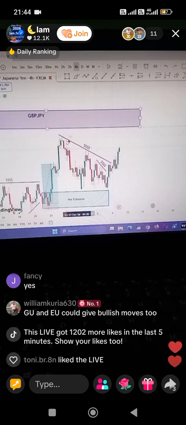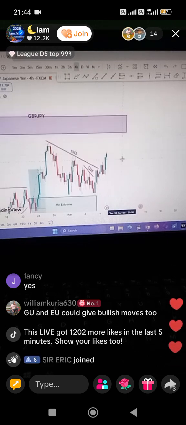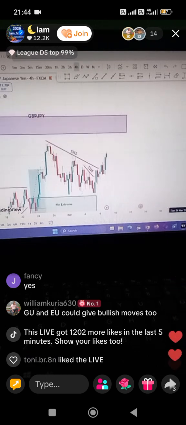Let me actually get rid of this. It already did its job. Now it's liquidity. This trend line already served the sellers. Now this time the buyers are here to grab that liquidity. The buyers are here to.